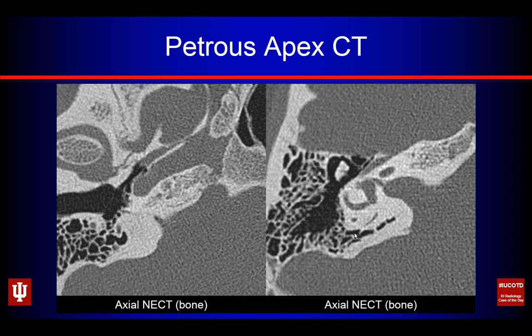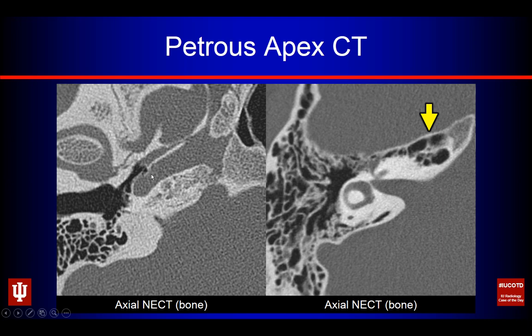So here's what it looks like on CT. It may be non-pneumatized, like in this case. So here's our non-pneumatized Petrous Apex. You can just sort of appreciate that close relationship to the internal carotid artery, the carotid canal there. Or it may be pneumatized. Okay, so we can see that pneumatized Petrous Apex here.